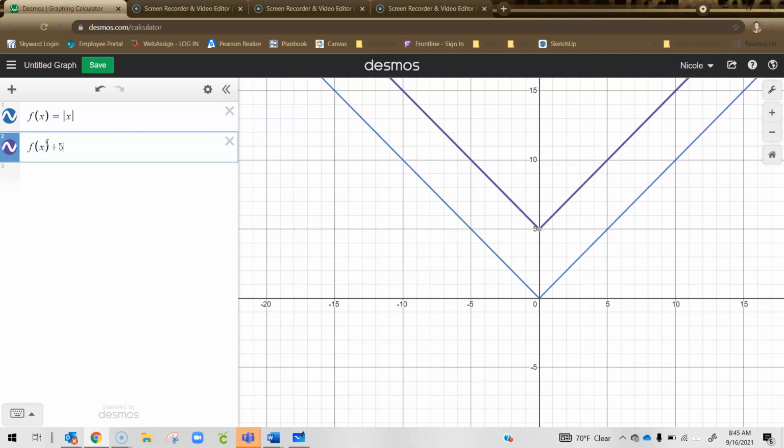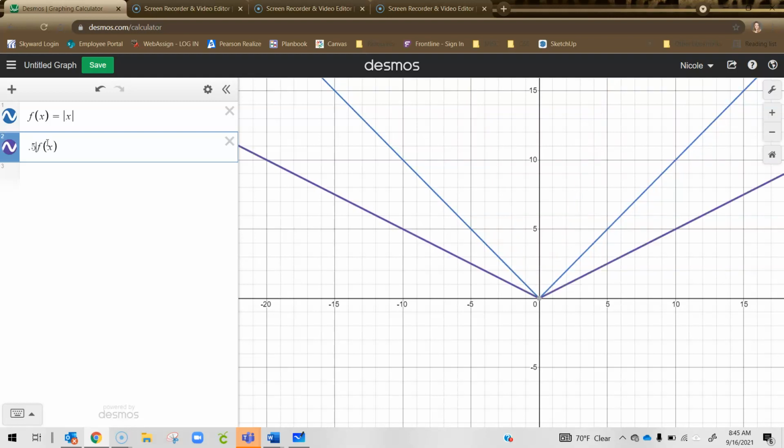So add 5, it goes up 5. So that's intuitive. Adding numbers makes it go up, subtracting numbers makes it go down. So now let's go ahead and multiply. Multiply by 3, looks like it kind of is pulling it upwards and stretching it vertically. If I multiply by 0.5, it's smashing it down or compressing it down vertically.